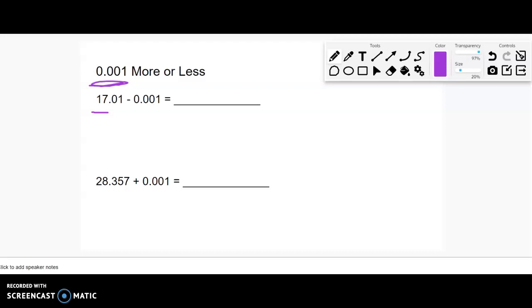Now you might be thinking, but there aren't any thousandths. How do I find one less than nothing? Well, remember, if I have 1/100th, I can add a 0, and that's the same thing as 10 thousandths. So now if I take 10 thousandths and I subtract a thousandth, well, how many do I have? 9 thousandths.